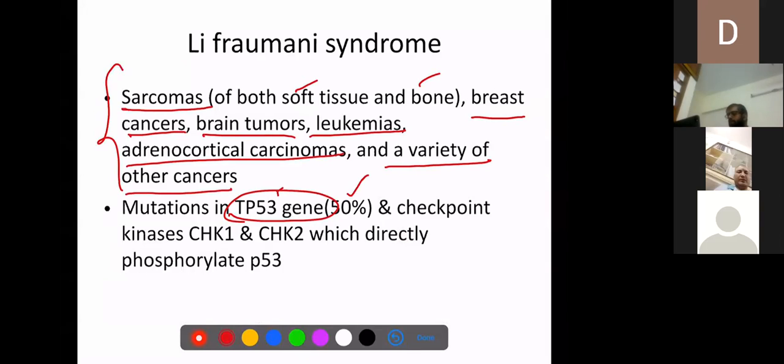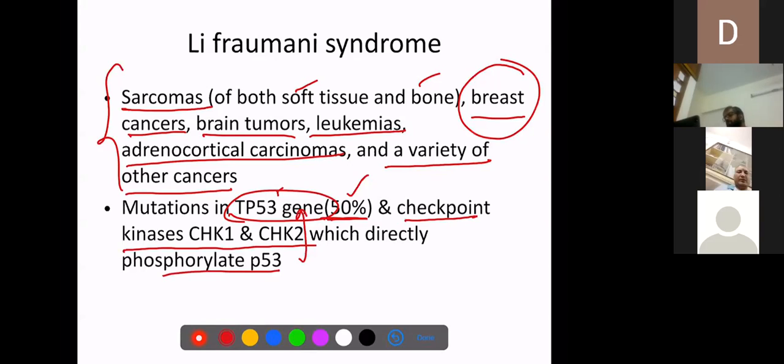Only in 50% of the patients is there a direct mutation in the p53 gene, but in the rest of the patients, there are mutations in different places, like checkpoint kinases such as CHK1 and CHK2. Just remember that they are checkpoints for TP53. They phosphorylate p53. So though a direct mutation is present only in 50%, it is revolving around p53 only. In the other 50% of the patients, the other genes which are affected directly or indirectly involve p53 deactivation. That is how Li-Fraumeni syndrome occurs.